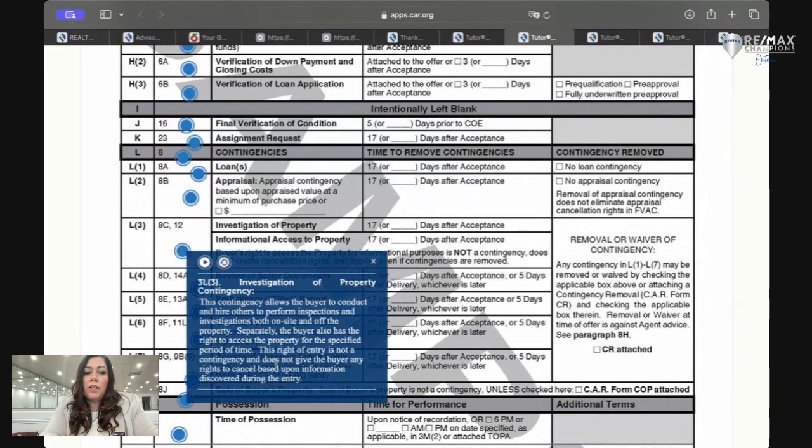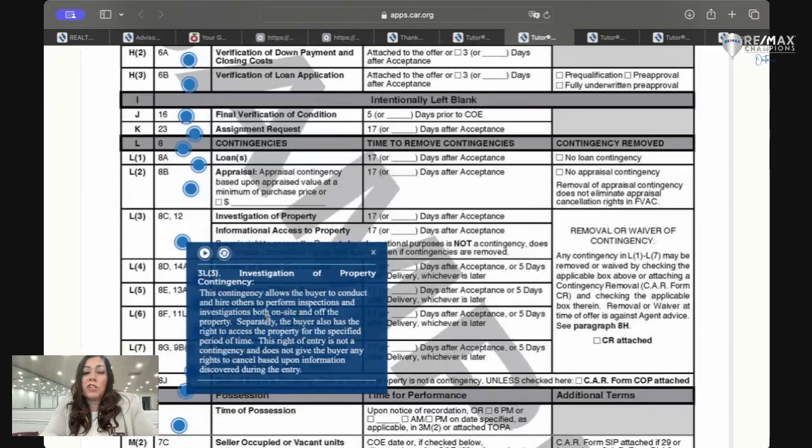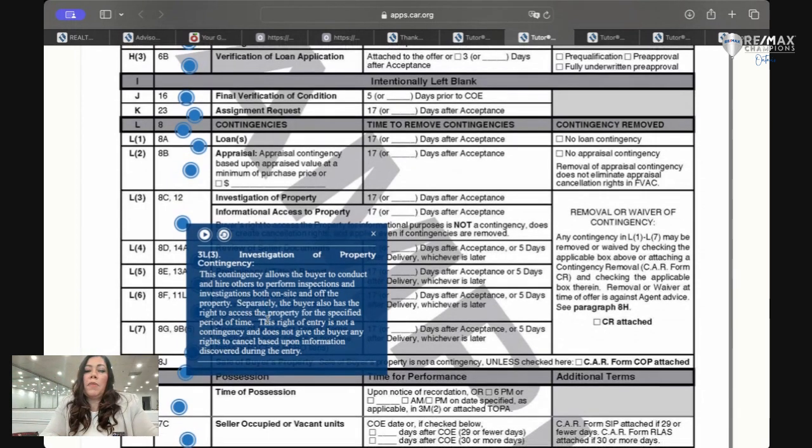Investigation of property. So the contingency allows the buyer to conduct and hire others to perform inspections. So this can be every type of inspection possible. Termite, your regular home inspector, or sometimes people will hire each trade. So they'll hire a roofer, an electrical, a plumber, whatever your client is wanting. This is the time for them to go in there, to have the right to enter, to do any and all inspections needed during this time. This is their discovery period.